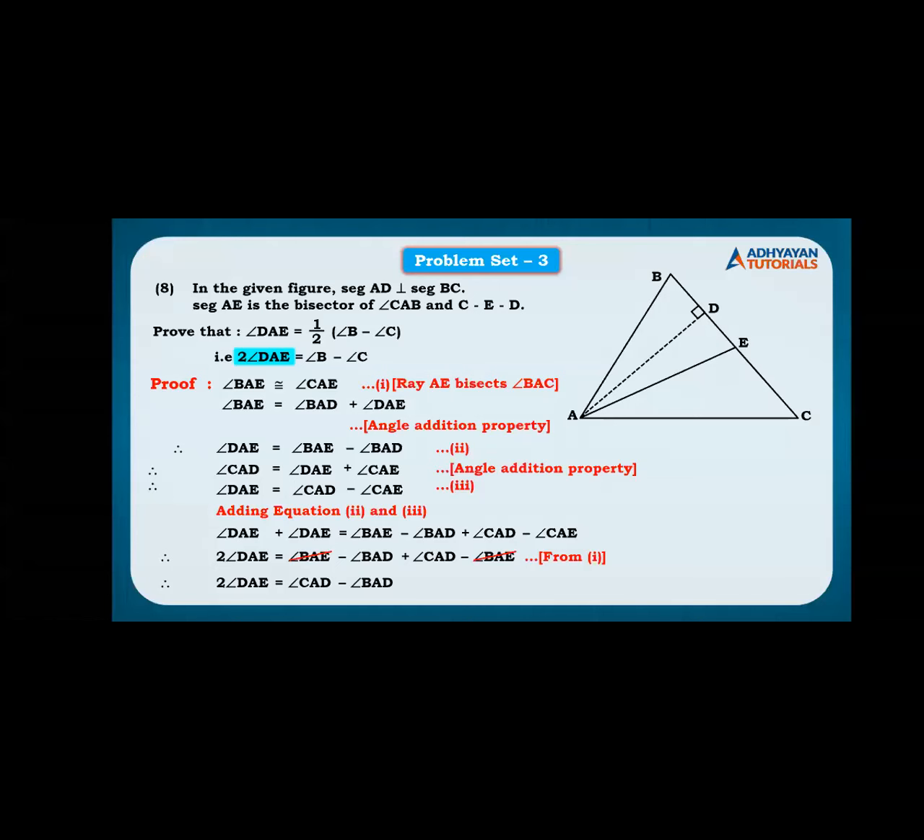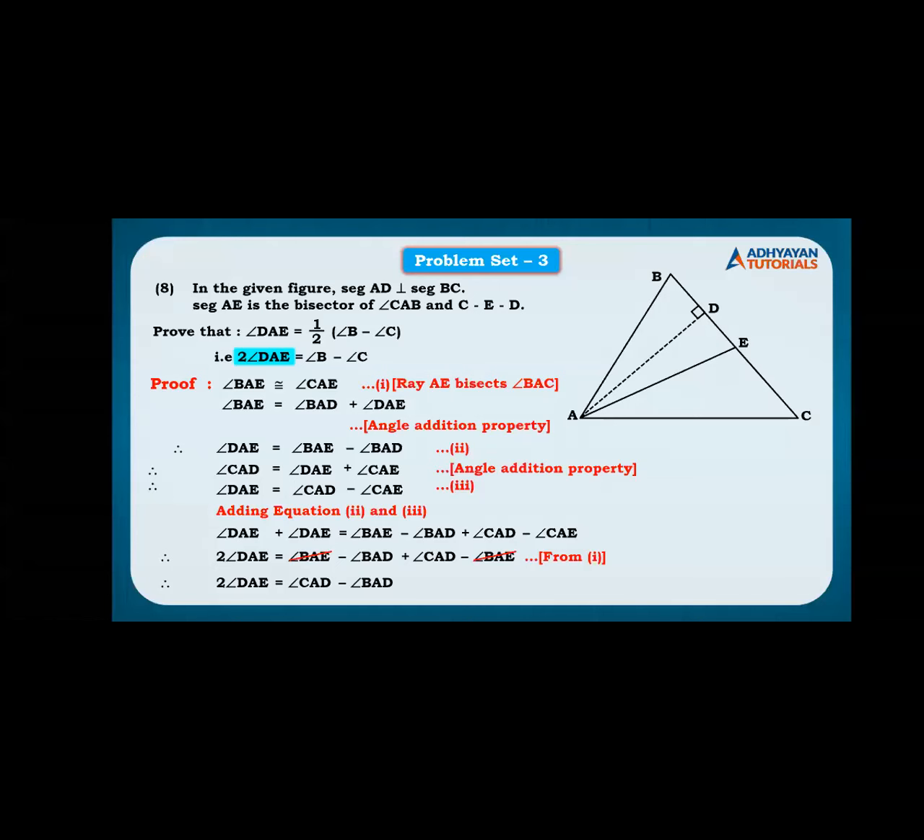Now, children, our aim is very simple. To reach from equation 4 to what we need, which is this. The left-hand sides are already equal, they match. The right-hand sides do not match. Now, what we have to do is, instead of angle CAD, what we want is either angle C or angle B. So let us first talk about angle CAD.